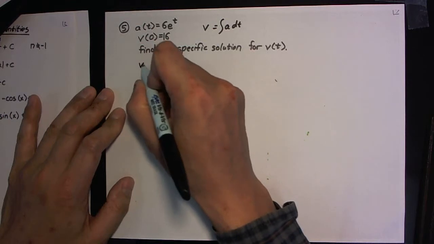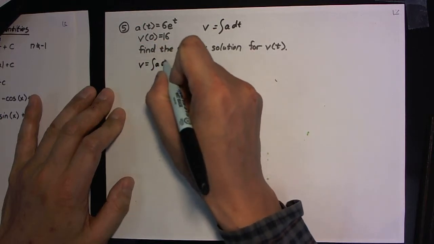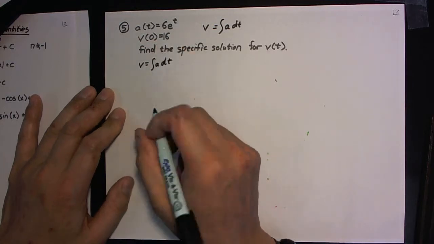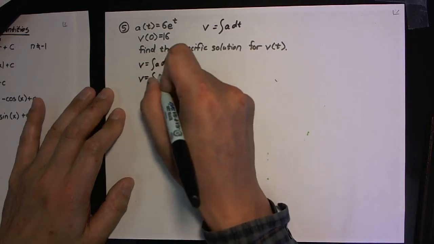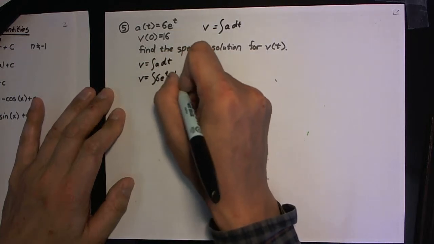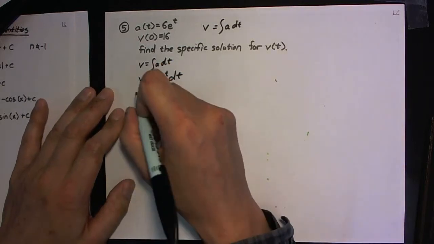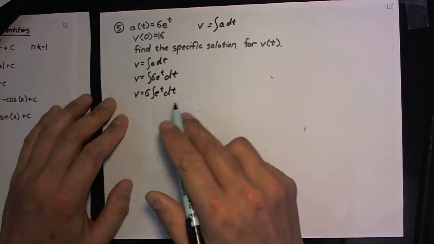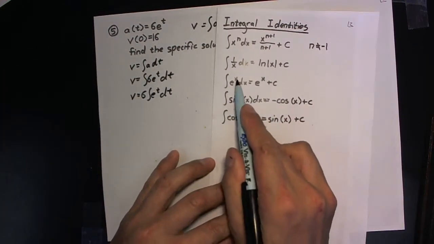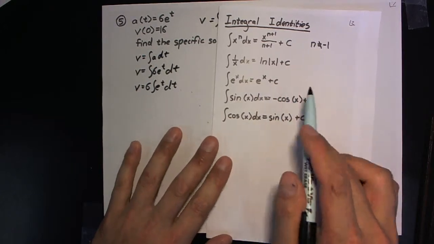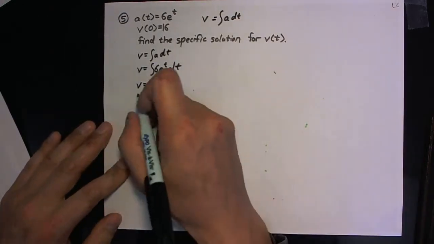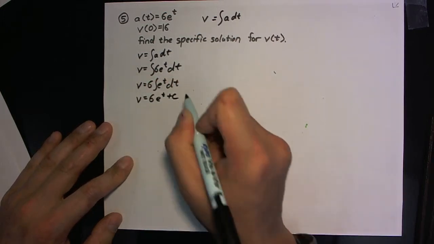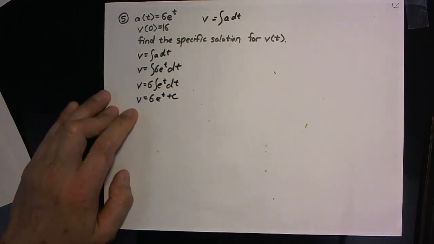Nevertheless, start with this. And substitute in acceleration as a function of time. Factor out the constant. Apply the identity, the integral of e to the x dx is equal to e to the x plus c. So the integral of e to the t dt is going to be 6 e to the t plus c. Alright, so that's our general solution.